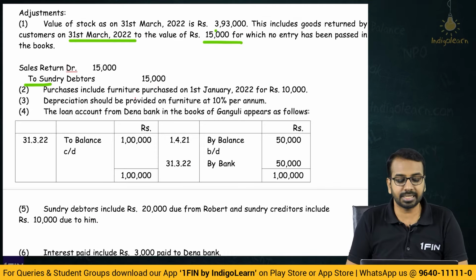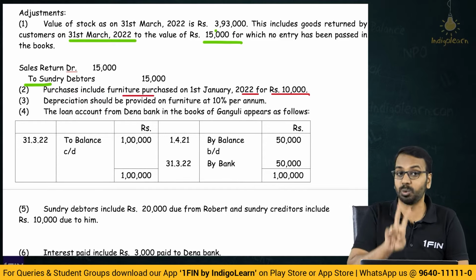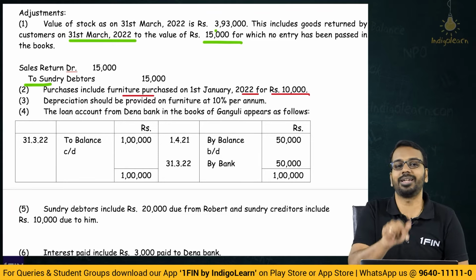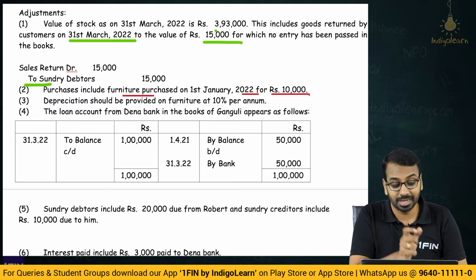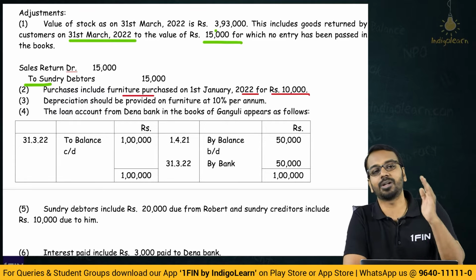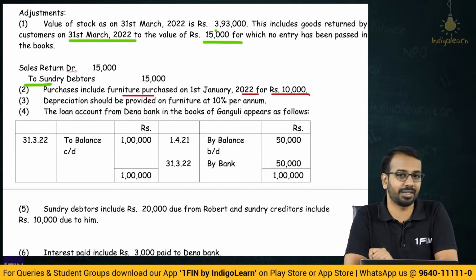Okay. Purchases include furniture purchased on 1st of January of 22 for 10,000. Now be careful with two things. Number one, date. When did we buy? 1st of January. Sir, why did they give this date? Because you have purchased a furniture. So when you calculate depreciation, you have to consider what is the date of purchase. So that is one thing that they have given.